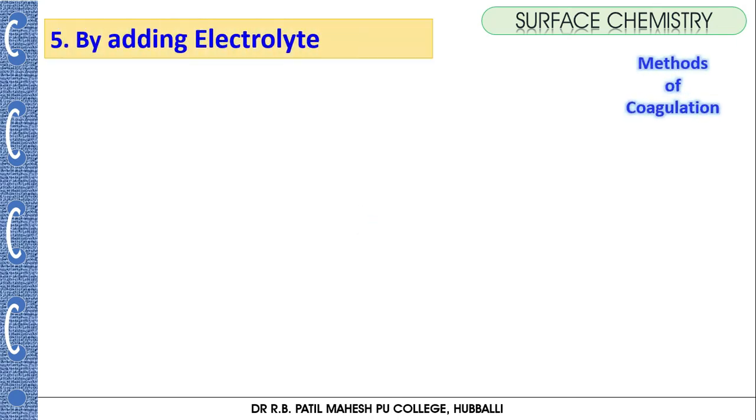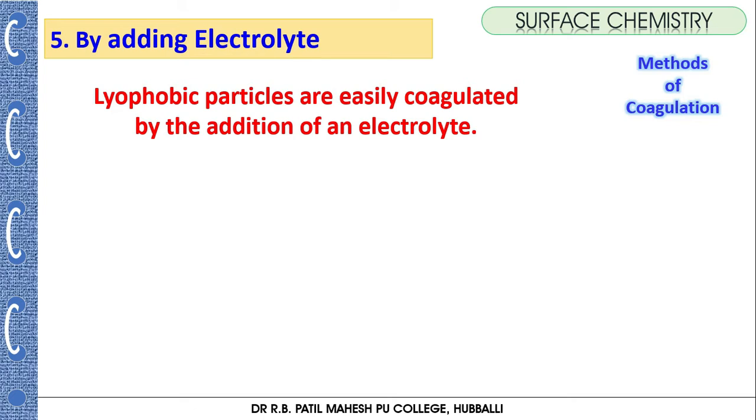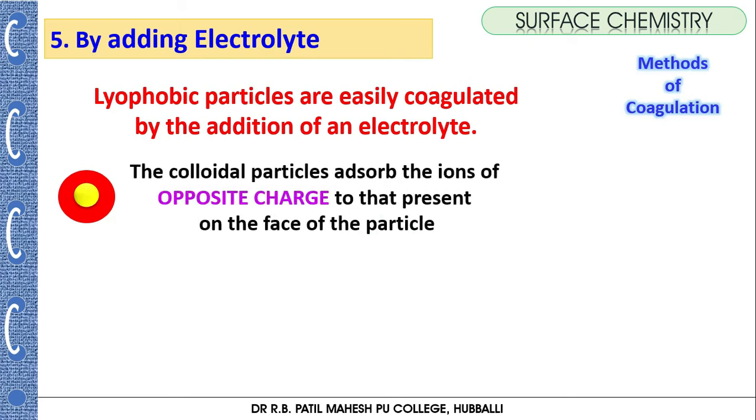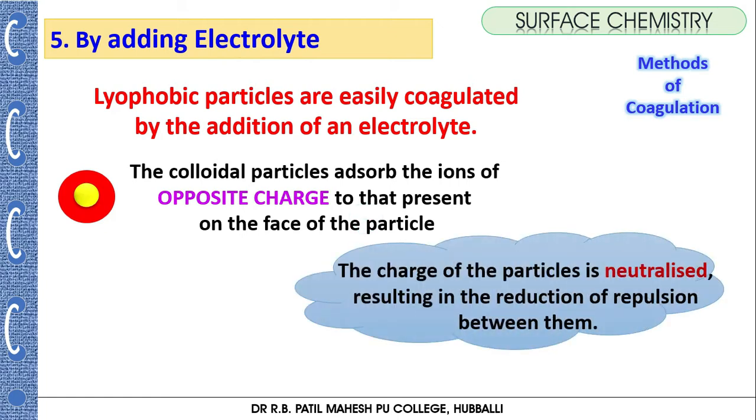The next method is by adding a suitable electrolyte. As you know, lyophobic particles are easily coagulated by the addition of an electrolyte. You know that the stability of the colloidal particle is due to the charge they carry on the surface. The colloidal particles adsorb ions of opposite charge to that present on the surface of the particles. If we neutralize the charge present on the surface, then colloidal particles aggregate and lead to the formation of coagulation.